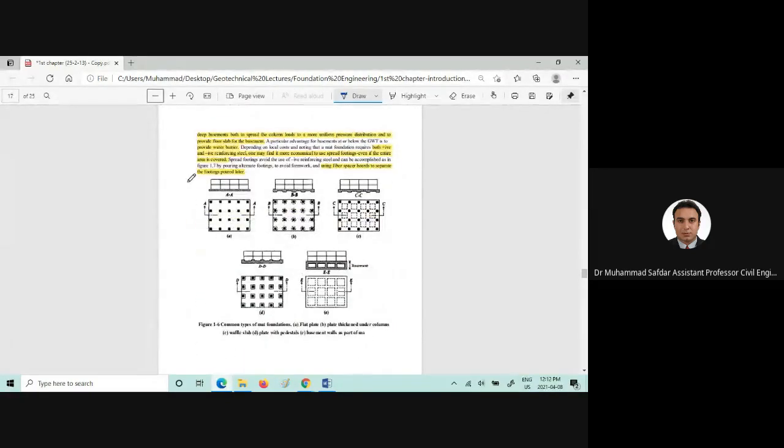Now, here is another type of foundation. This one, mat foundation. Now, for example, if we are constructing a Centaurus mall, Hyper mall, or a multi-story building, and we are providing too many columns here, for example, 1, 2, 3, 4, 5, 6, 7, 8, 9, 10, 15, and 20. So 20 columns are there. And if the footing area is covering, for example, 50% of the total area, then it's better to provide a mat or raft foundation.